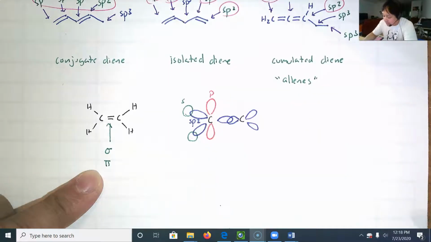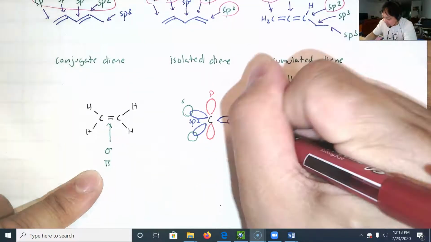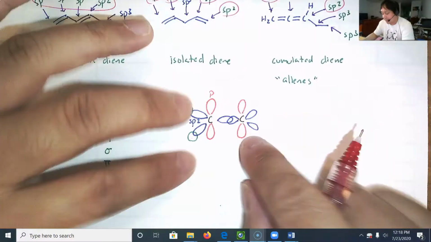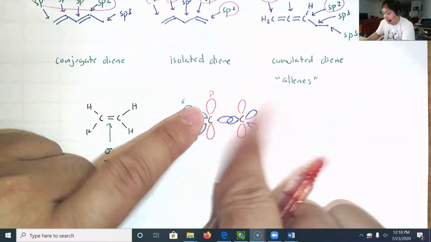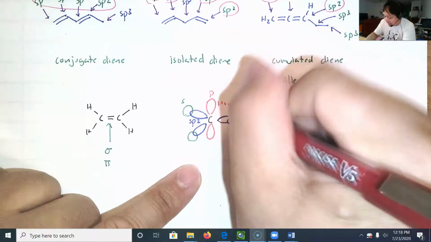But also, as these carbons get closer, okay, this is not to scale. Your p orbitals should be a little bit wider, and the carbons should be much closer. You'd get an overlap right there.